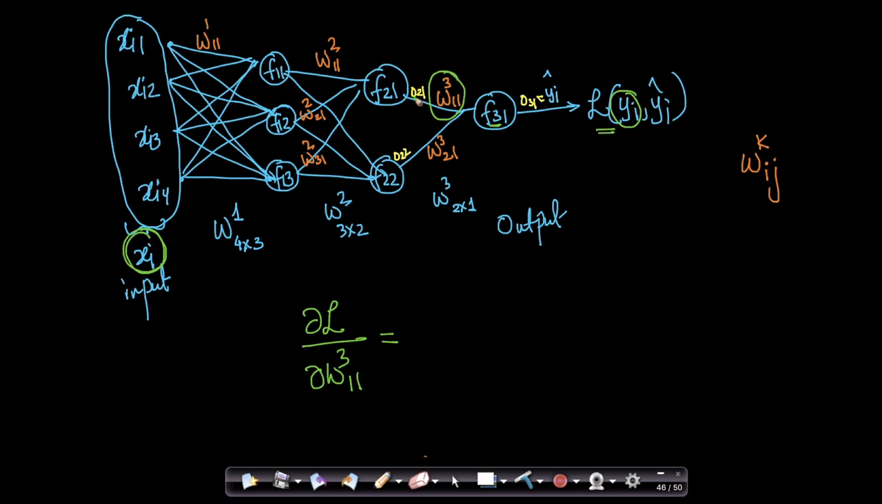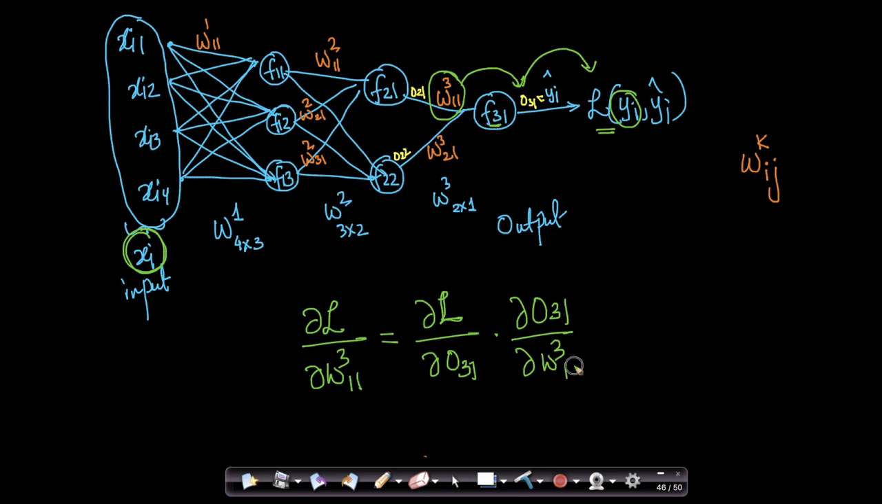So if you follow the flow of this, let's understand this. Your W311 impacts your O31. Your O31 impacts your loss. That's what I've written as hops here. So I can write this as the derivative of L with respect to O31. And what is O31? O31 is nothing but yi hat, right? And the derivative of O31 with respect to W311.